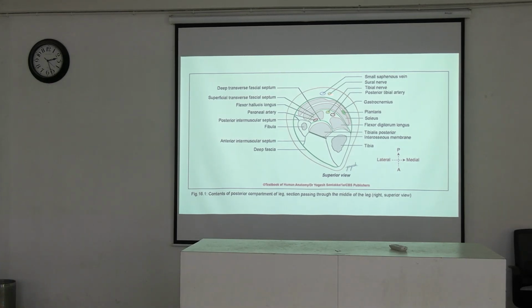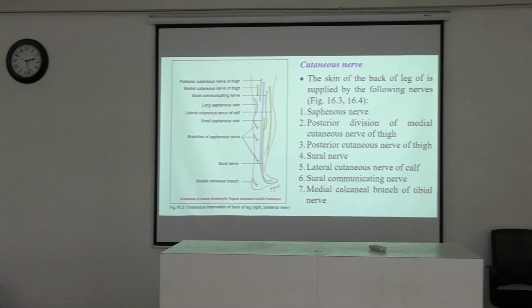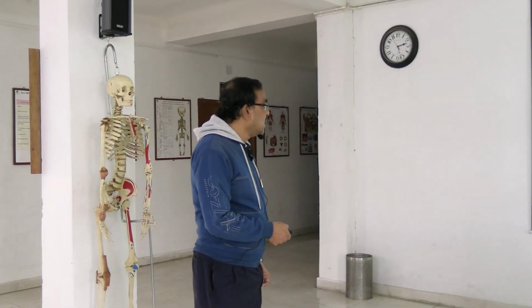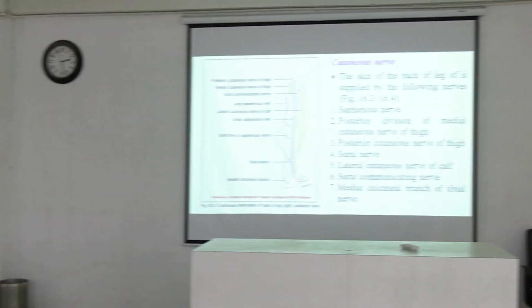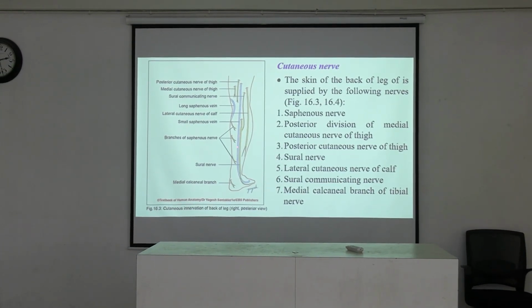And in the superficial plane, that is just below the skin, we have already seen the sural nerve and small saphenous vein. So this is the course of the small saphenous vein. We have seen it coming from the lateral side of the foot with continuation of the lateral part of the dorsal venous arch, and it is accompanied with another nerve on the lateral side, that is the sural nerve, which is coming from the tibial nerve.